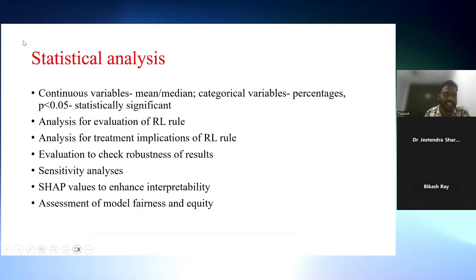Coming to statistical analysis, continuous variables were mentioned in mean or median, and the categorical variables were mentioned in percentages. P-value less than 0.05 is considered statistically significant. They have mentioned analysis at various levels. One is for evaluating the reinforcement learning rule, and another analysis is for the implications of that rule. They have also mentioned the statistical analysis to check the robustness of the results, and for the sensitivity analysis also. They also did analysis to enhance interpretability of the model. They used SHAP values. They also assessed the model fairness and equity.